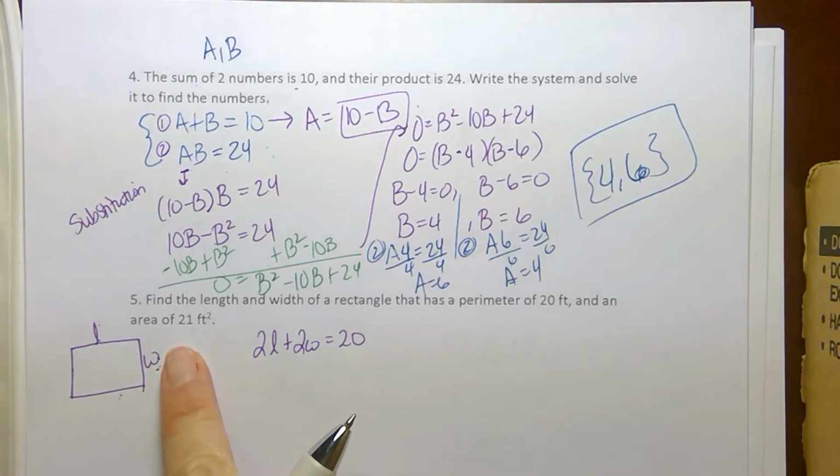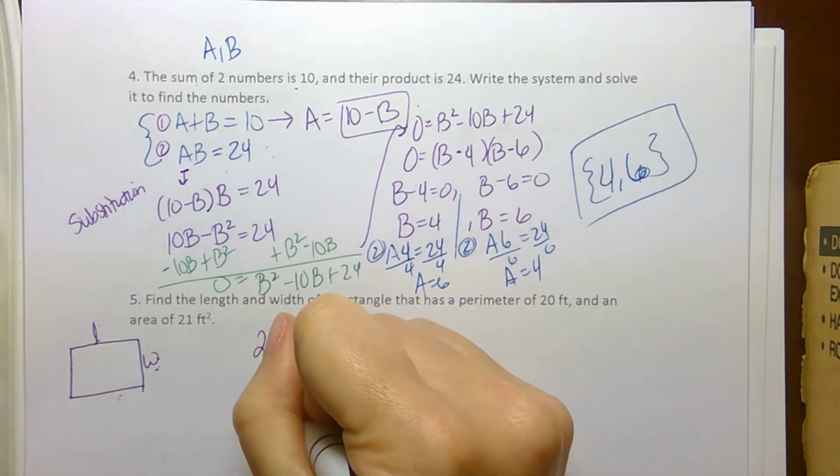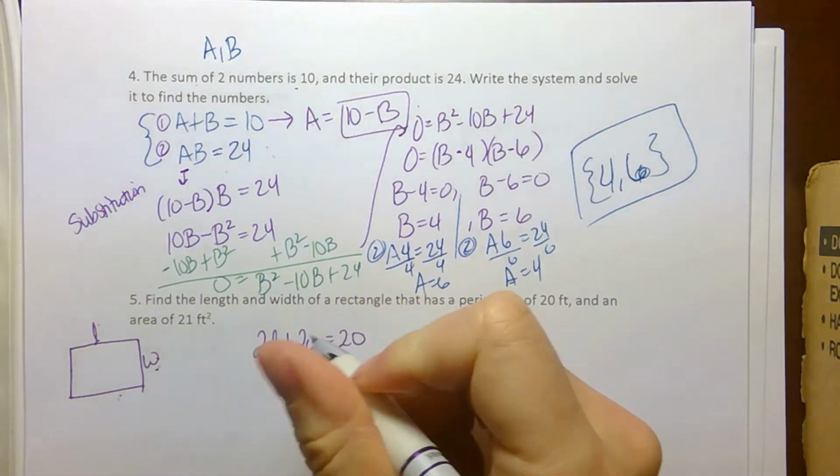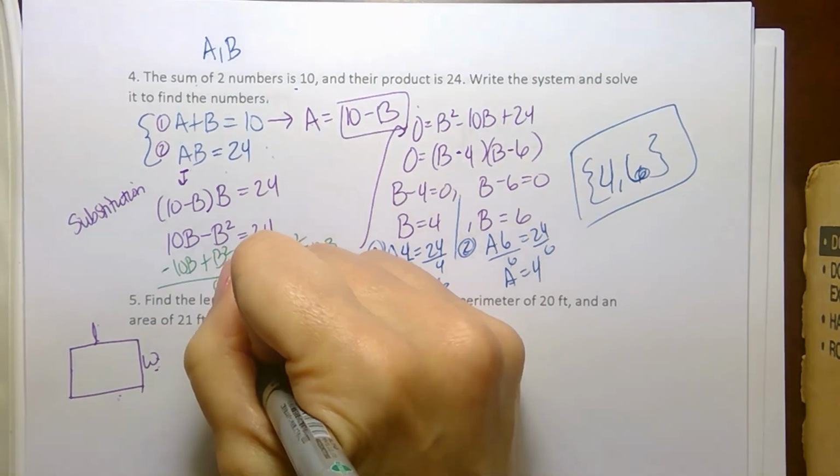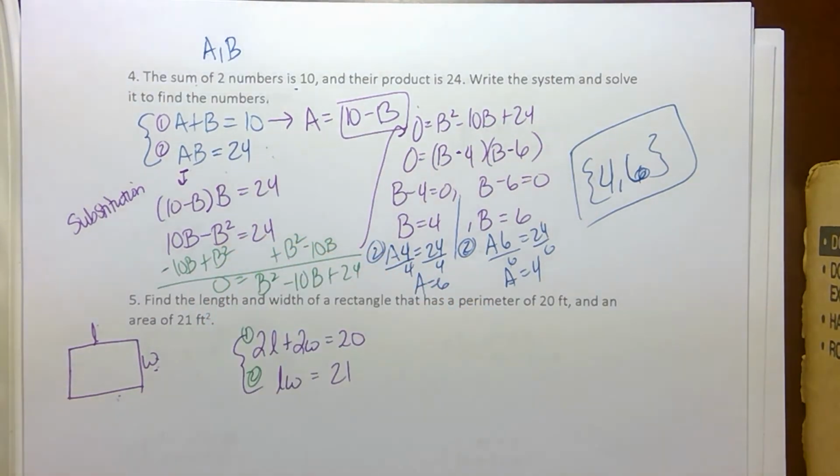To find area of a rectangular shape, I multiply length times width. So I've got length times width equals 21 feet squared. So those are my two equations in my system, equation 1 and equation 2. And we need to solve. Now, I'm going to do substitution again. This works the best with substitution.